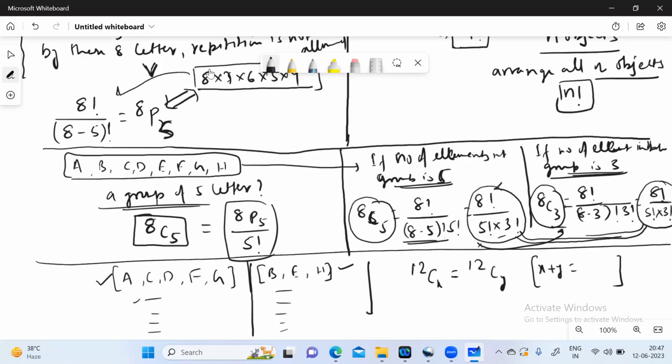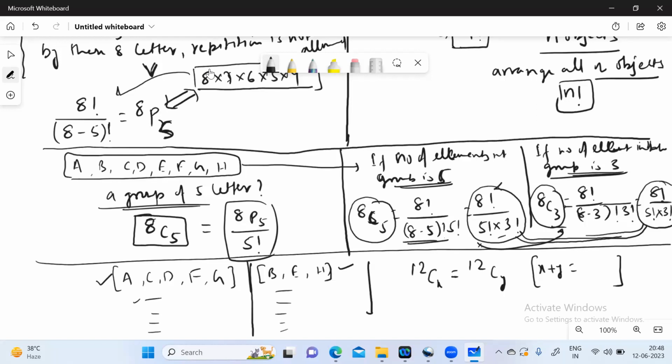Can you visualize that? 8C5 was equal to 8C3 because when you are choosing 5, it is the same as leaving 3. So 5 plus 3 must be 8. Then only it is possible. No?